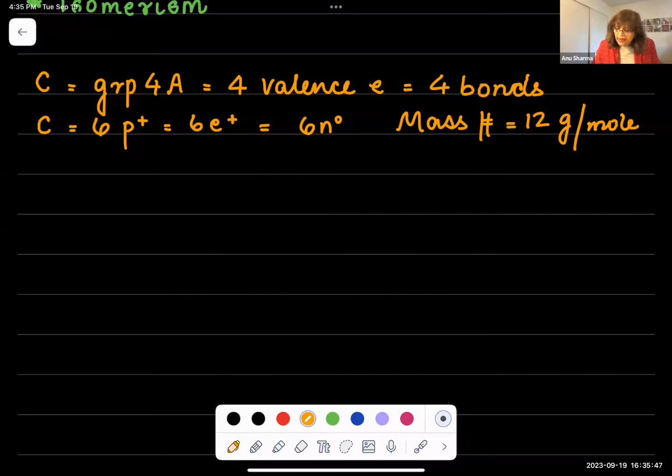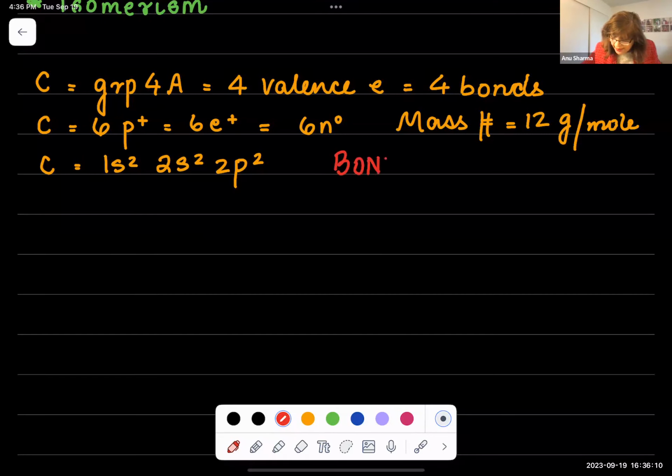All right. Now, what is the electronic configuration of carbon? It's 1s2, 2s2, 2p2, right? So how does it make 4 bonds when it has only, remember, what is bonding? Bonding is pairing of unpaired electrons.